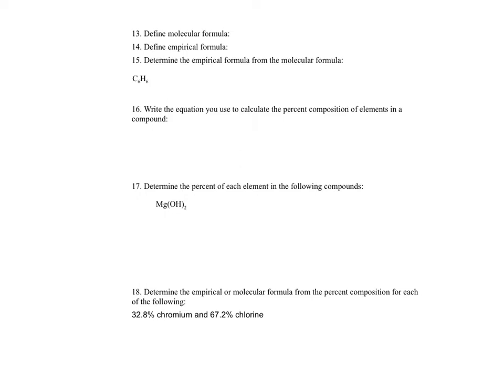Top of the next page, determine empirical molecular formula definitions, look those up. Then on the next question, 15, from the molecular formula C6H6, determine the empirical formula. Well, all you have to do there is reduce your coefficients. So the C6 and H6, 6 goes into both of those once, so my empirical formula is CH.